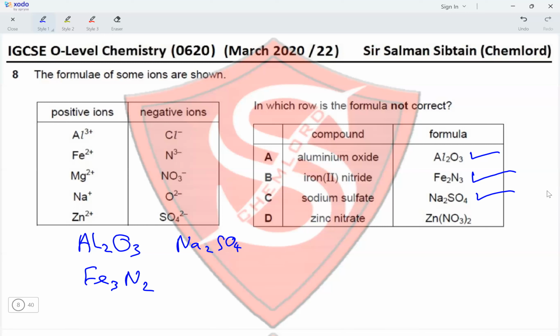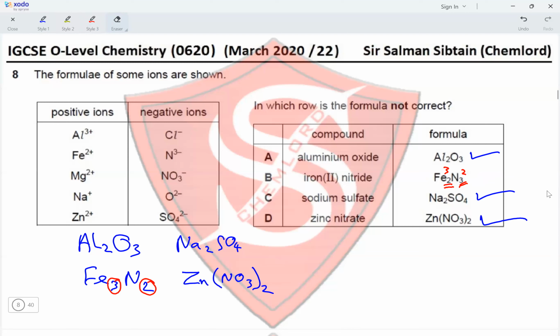And we have zinc nitrate. Zinc has a charge of +2 and nitrate has a charge of -1. So that would mean Zn(NO3)2. So this is also correct. So we are missing something. Oh, yes. In Fe3N2, there are 3 atoms of iron and 2 atoms of nitrogen, whereas in option B, there are 2 atoms of iron, not 3, and there are 3 atoms of nitrogen, not 2. So this was an oversight.